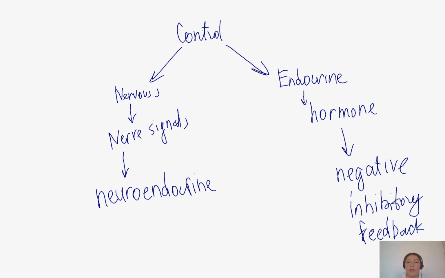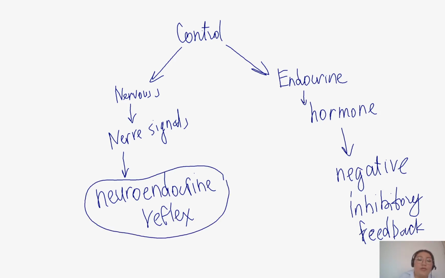Okay. For example, in the neuroendocrine reflex, the glucose level will be detected by receptors. What are the receptors? Receptors are the nervous tissue. It means the neuroendocrine reflex involves the nervous tissue. It's not just the hormones.